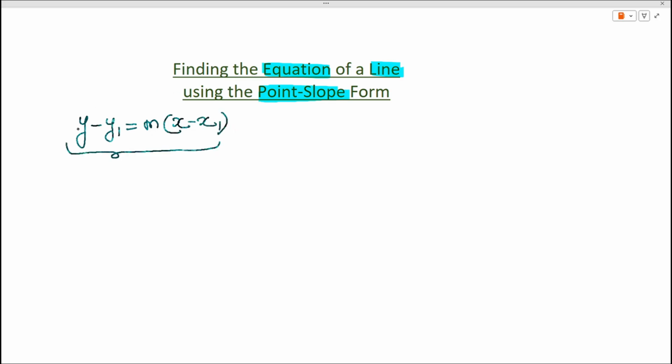If we have to use this form to write the equation of a line, which means we need to have a point, and that point is x1, y1, and we also need to have the slope of the equation, which is represented by m. Let us try doing a question to have a better understanding of this.